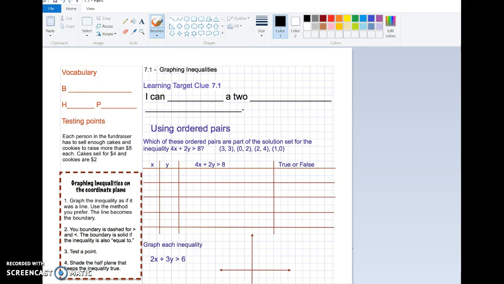And our first clue is all about graphing inequalities. So let's go ahead and fill in our learning target. I can graph a two-variable inequality. And just so you understand where you're graphing it, go ahead and write on the coordinate plane.